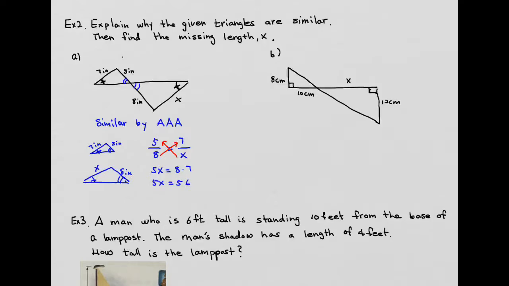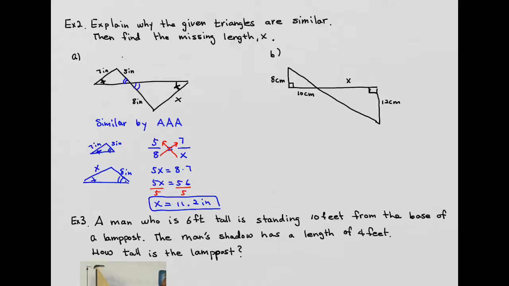And when you divide this by 5 to isolate x, then you get 11.2 inches. So your missing length is 11.2 inches.